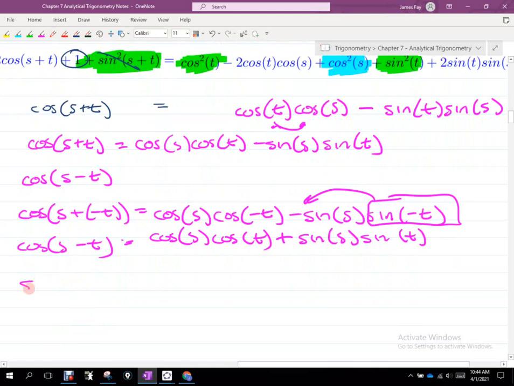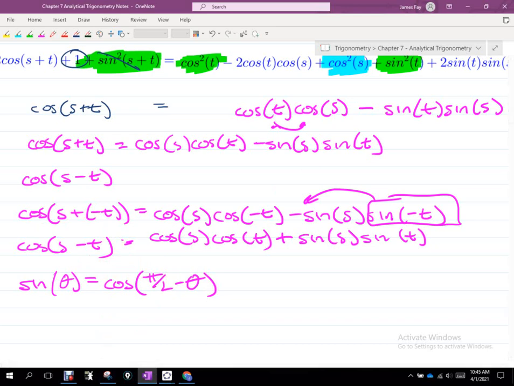If I want the sine sum and difference, we're going to use the relationship that sine of theta is equal to the cosine of pi over 2 minus theta. Is that okay with everybody? We'll make a substitution in here, and using that, we'll evaluate this. That will leave us with cosine of pi over 2 somewhere, and sine of pi over 2. We'll evaluate those.